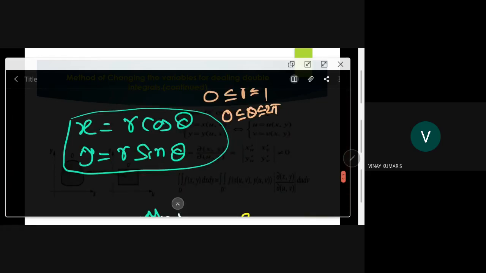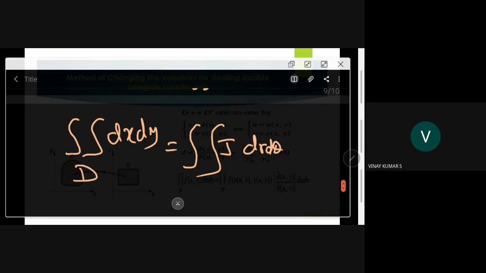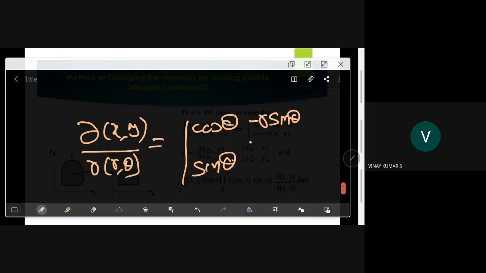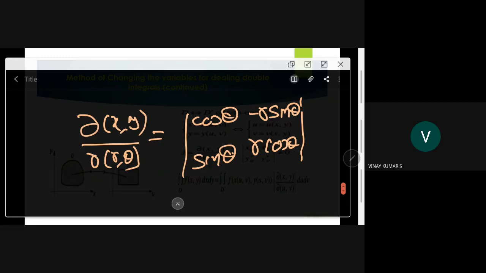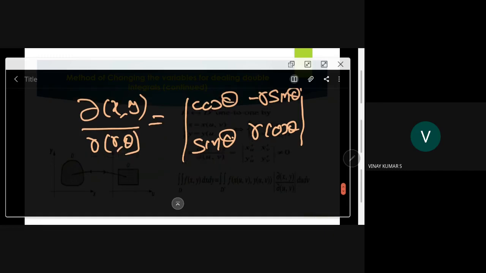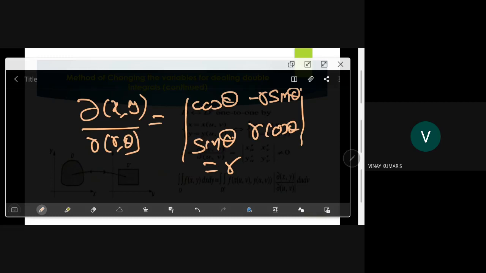dou y dou theta is r cos theta. What is this Jacobian? This value is r cos square theta plus r sin square theta, which is r. Yes, good. So your Jacobian is r.